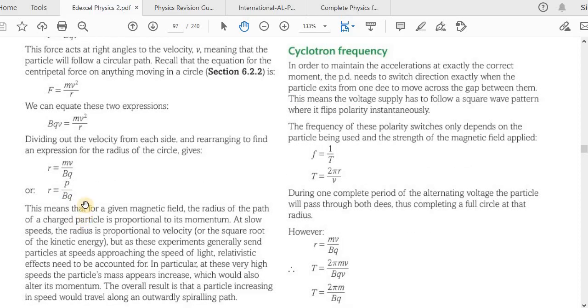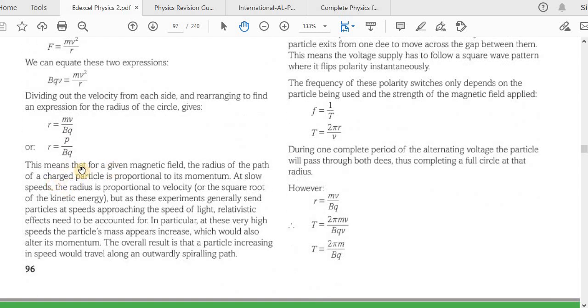Bq. So mv is what? Momentum. So we can replace it with p. This means that for a given magnetic field, the radius of the path of a charged particle is proportional to its momentum. Now remember, B we can say is constant. That is the magnetic field strength or magnetic flux density. B is constant. Q is the charge of the charged particle. Let's say that's also constant.